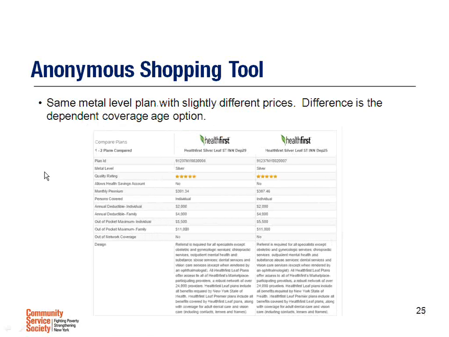Let me move on to the next one. So I want your feedback on this slide. You've probably had clients who come in and you may have the same plan name, same metal level, but there's a slight difference in price, right? So for example, you have here Health First, and the plan is a standard silver, and the monthly premium is $391.34. And then you have here Health First as well. It's a silver and it's standard, and you have $387.46.